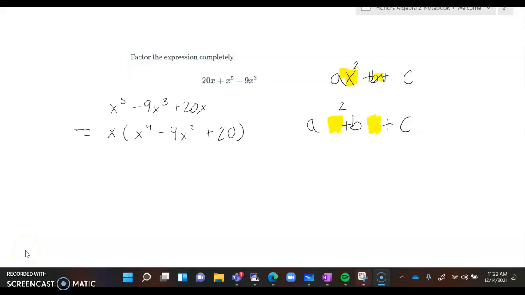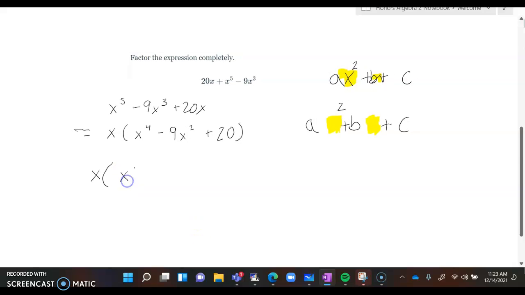So x to the fourth minus 9x squared plus 20 is x times x squared squared minus 9 times x squared plus 20. Right? So we've got these forms here. We've got that this is the real quadratic we're looking at: blank squared minus 9 times blank plus 20. So if we factor that, then we're able to factor this whole thing.